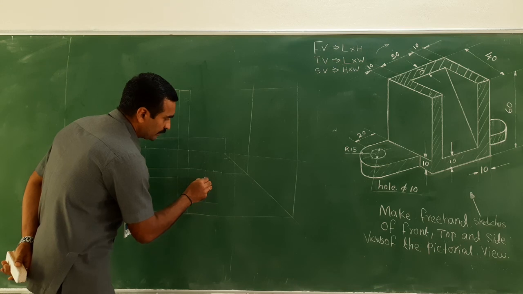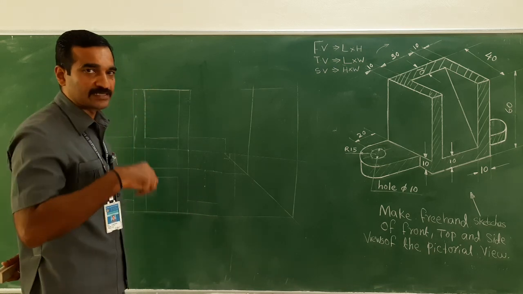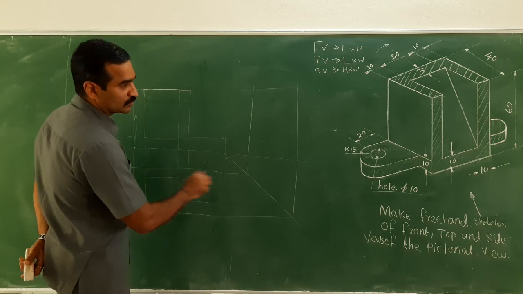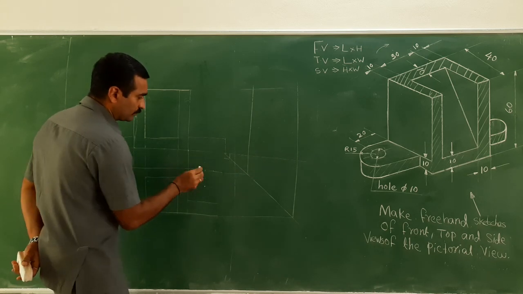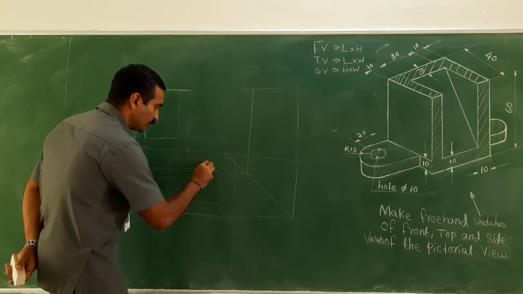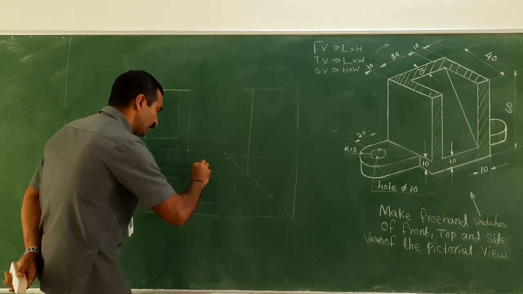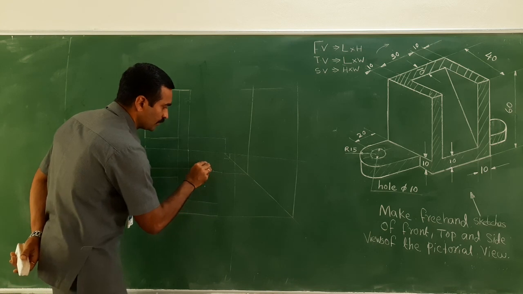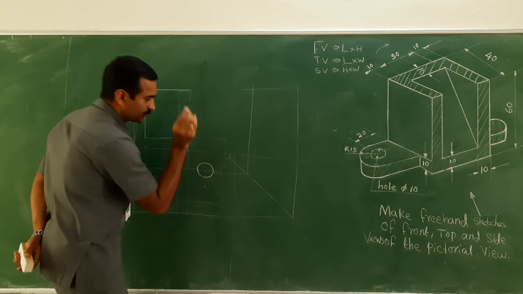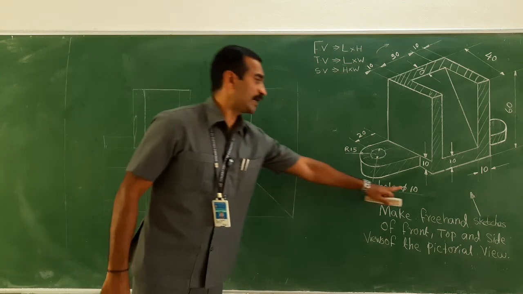The reason behind it is that it's freehand sketching, right. So, approximately I just kept 10. So, it is a dia 10. So, 5 mm each side, right, 5, 5, 5, 5. Now, I am going to connect all the sides. So, by doing so, I got a circle of dia 10 mm.